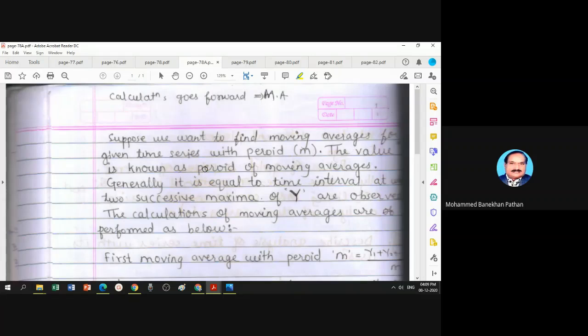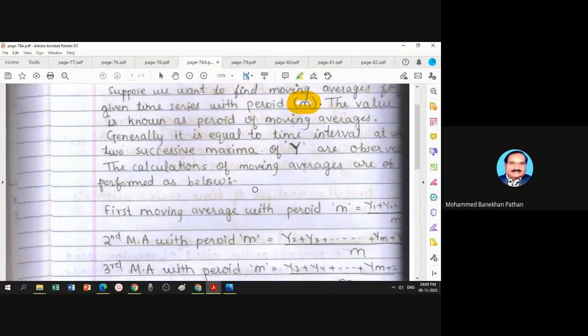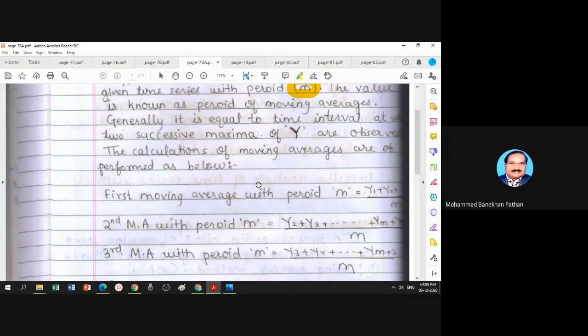The value is known as the period of moving average. This number is given to you, and according to this number your method works. Generally, it is equal to the time interval between two successive maxima of y observations. Let us see the procedure of moving average in detail.